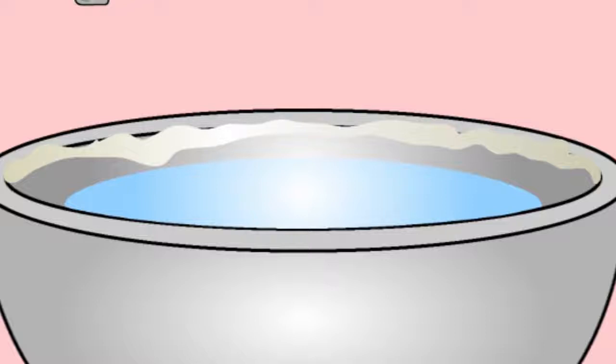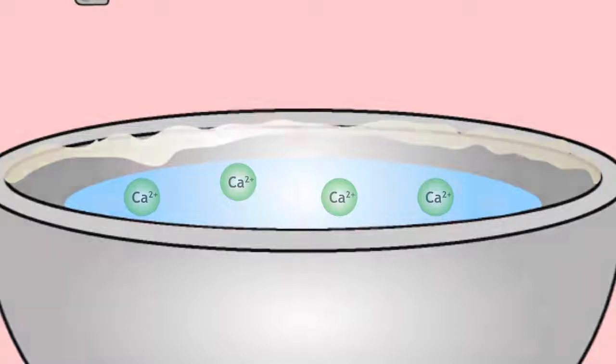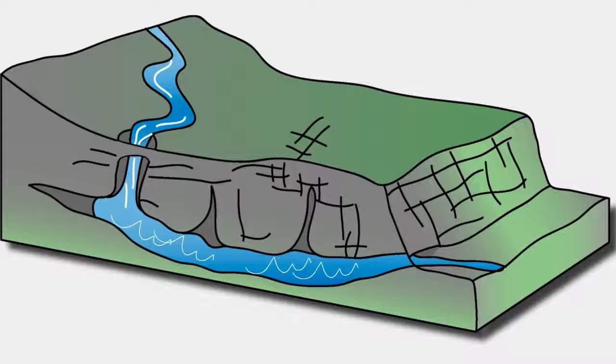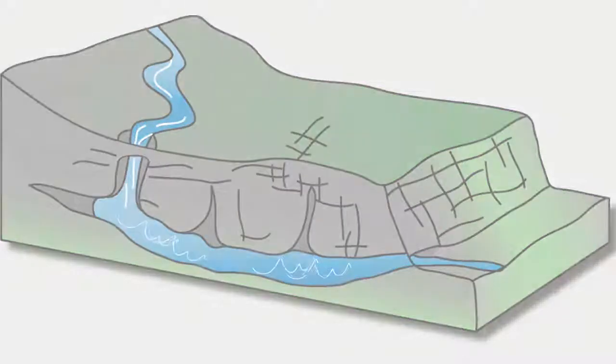Hardness is usually caused by the presence of calcium ions dissolved in the water. Water coming from rivers or wells has had to flow through the surrounding rocks, and if they contain soluble calcium salts, the water will become hard.